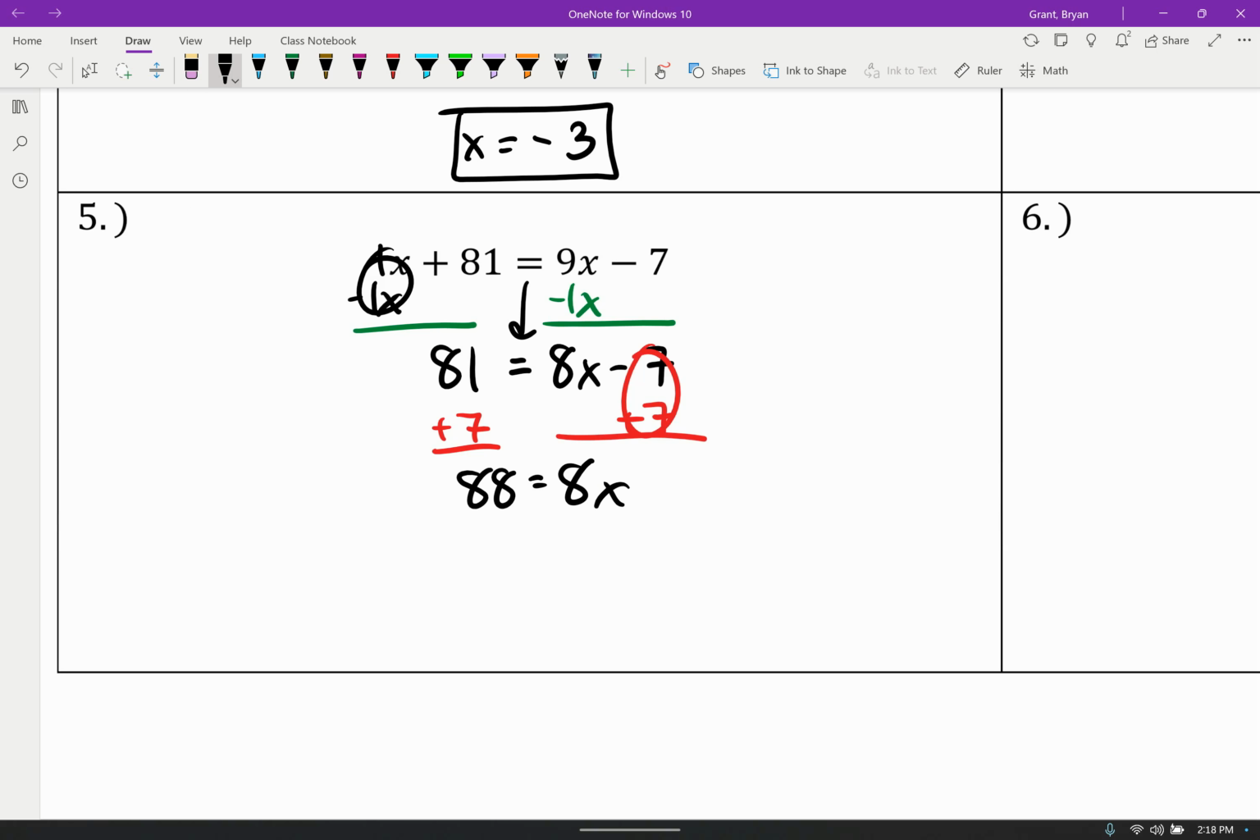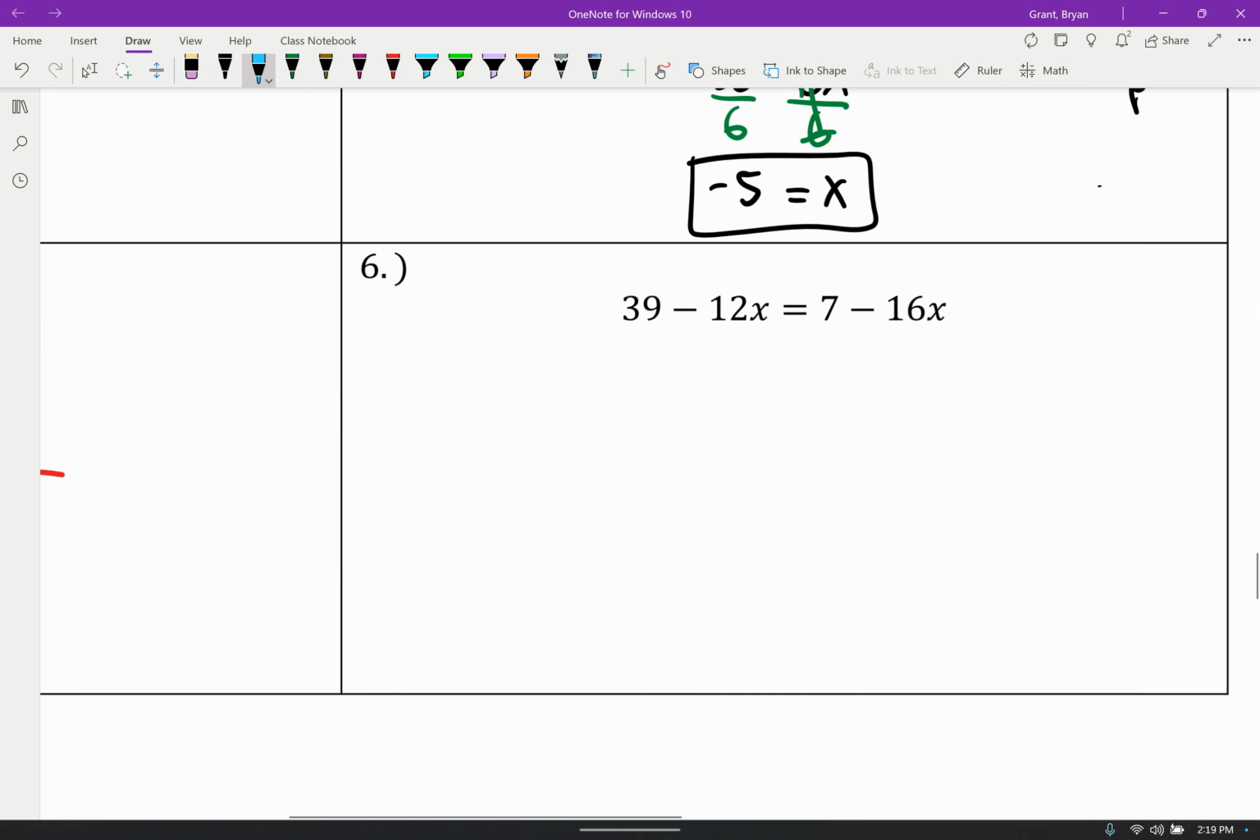And can you see this in your head? 8 times what is 88? I mentioned this multiplication times table was a little easier, right? We should know that 8 times 11 is 88. But if you didn't know that, you could, of course, divide off the 8, and you'll find on your calculator that 88 divided by 8 is 11.